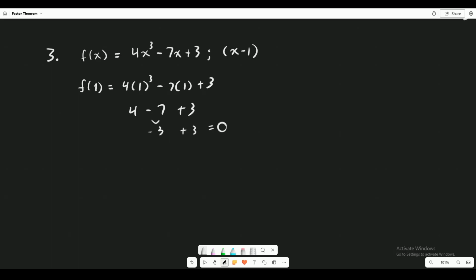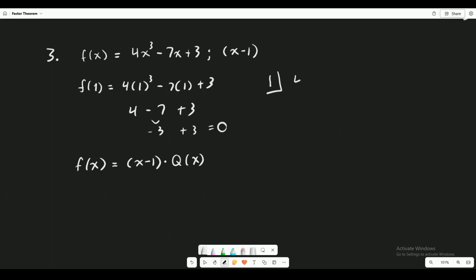Let's find out what the remaining polynomial is, right? So f of x is equal to x minus 1 times the quotient polynomial. Q is a quotient. What I mean by quotient is if you divide this, right, the answer to the division problem is the quotient. So I'm going to synthetically divide.